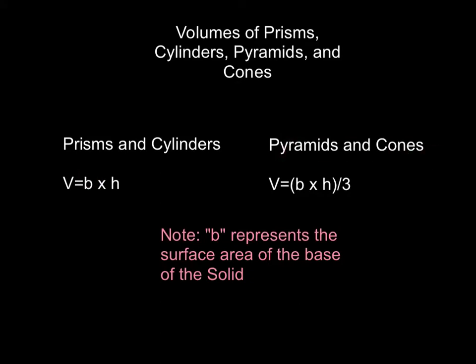And then for pyramids and cones, the same formula is base times height, except now you'll take the final solution and divide it by 3. Sometimes you might see this written as volume equals 1/3, and then in parentheses base times height. You'll get the same effect either way. So we'll just have this to make it simple. Alright, let's do a few examples.